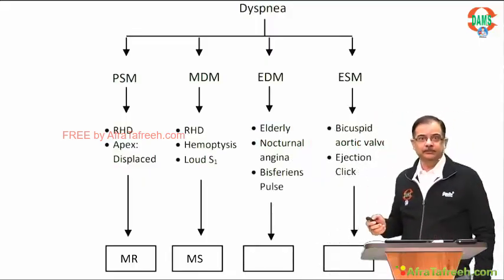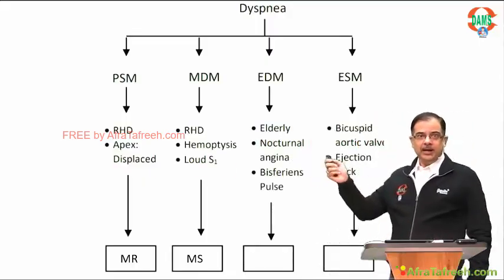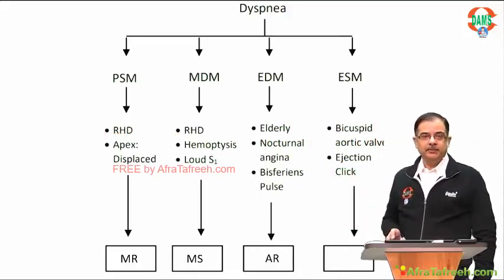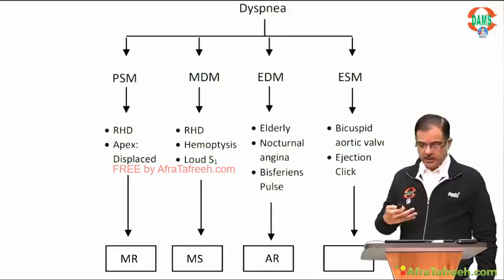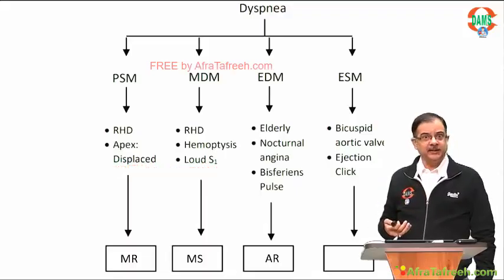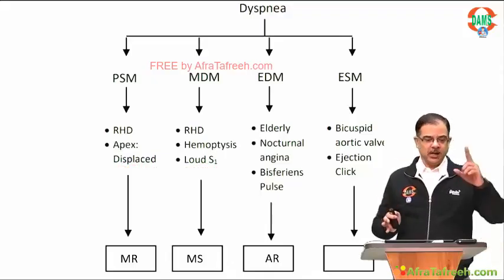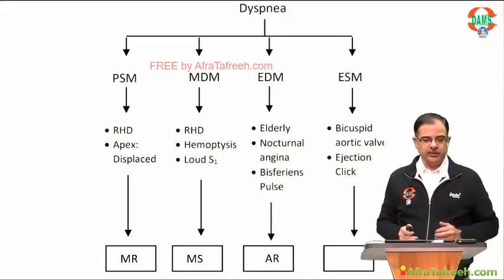The third one: early diastolic murmur is there. Patient has nocturnal angina, nighttime angina will be there, and bisferiens pulse is present. Left-sided murmur, early diastolic, only one answer, aortic regurgitation. This is a case of AR.